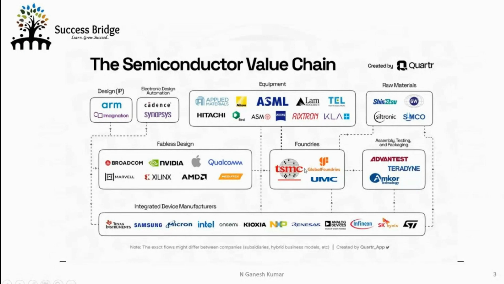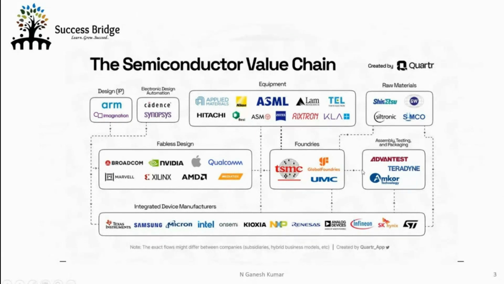And these are the foundries, only a few are listed here: TSMC, Global Foundries, UMC. These are the foundries where the silicon wafers are manufactured, and on silicon wafers, chipsets are designed and fabricated.